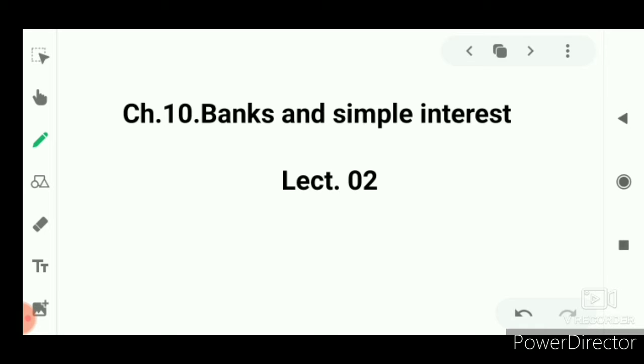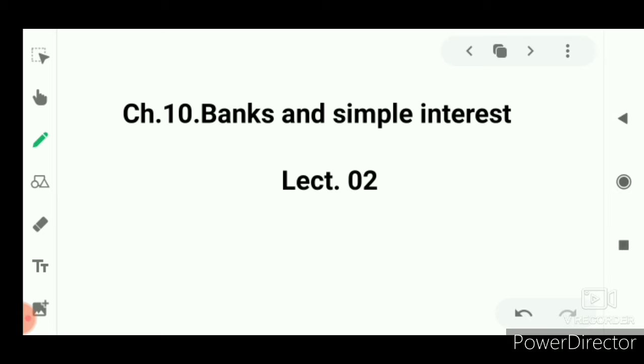Assalamu alaikum dear students. In the previous video we started chapter number 10, banks and simple interest, and we have seen the different types of accounts: what is a current account, what is a savings account, a recurring deposit account, a fixed deposit (FD). We have also seen the uses of ATM cards, credit cards and debit cards.